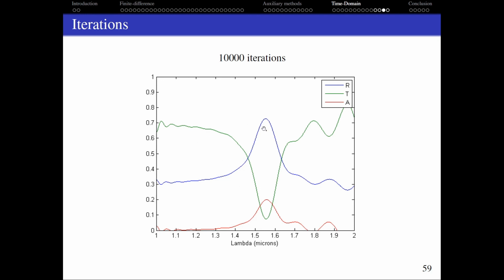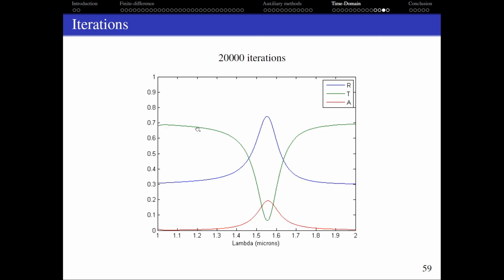We start seeing the resonance of our structure, but we still see some oscillations. So we can still say here that this is not proper because we still have negative absorption on those oscillations. Doesn't look very natural again. If I increase this to 20,000 iterations, you can see that now we have something that looks very smooth and that is basically what we expect, what we were looking for.